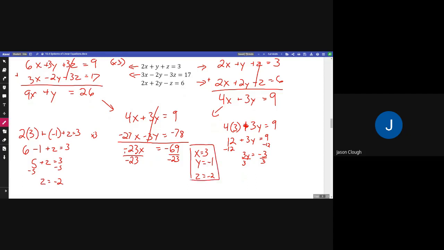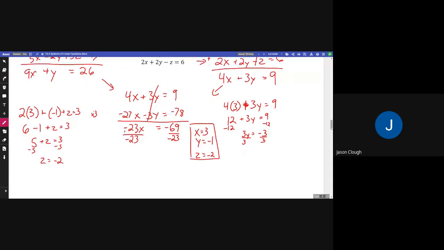So this is our answer, but like always, we want to do a quick check. So let's do that now. I'm going to have to check it in another equation. So I'm actually going to do this third one right here. 2x plus 2y minus z equals 6. This is a 6. This becomes a minus 2. This becomes a plus 2. And 6 minus 2 plus 2 does equal 6. Therefore, these are my answers.